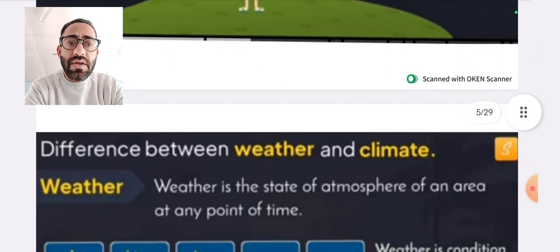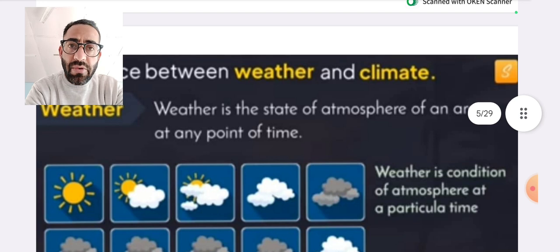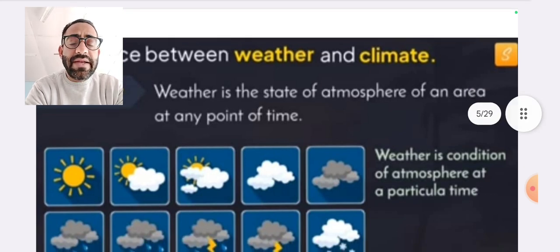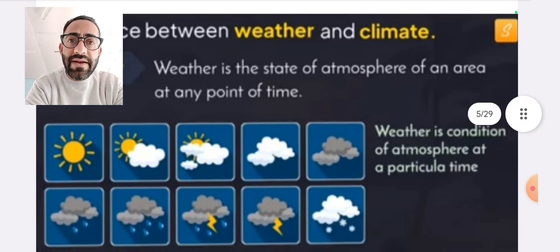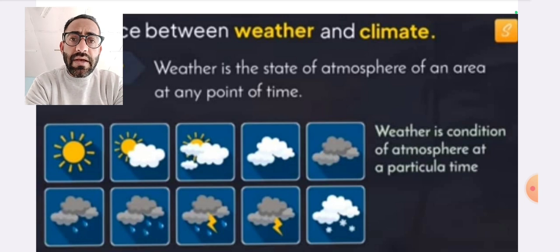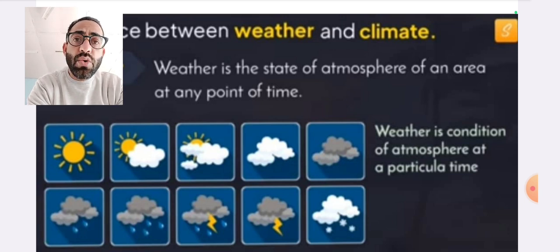So weather is the state of atmosphere of an area at any point of time. Okay, let me explain it with another example. Look at the slide. The first image depicts sun with plenty of sunshine. Then in another image you find sun with a little bit of white clouds. Then in the third image you will see mostly cloudy with a little bit of sunshine. And in the fourth image we find white clouds, followed by dark clouds. Then dark clouds are followed by dark clouds with a few water droplets, and last it is followed by dark clouds with heavy rainfall.